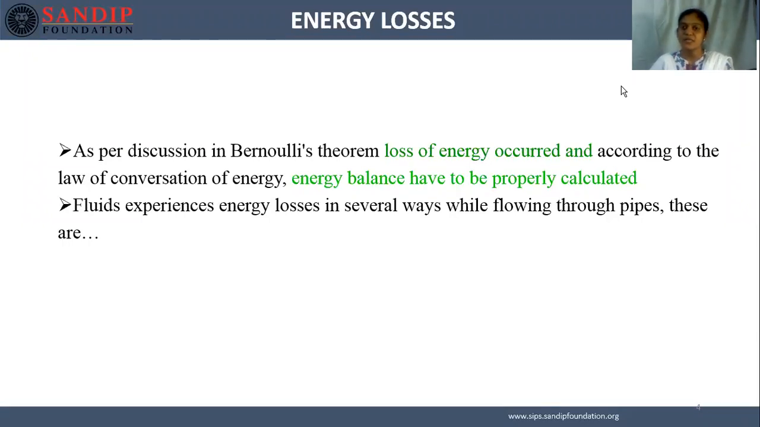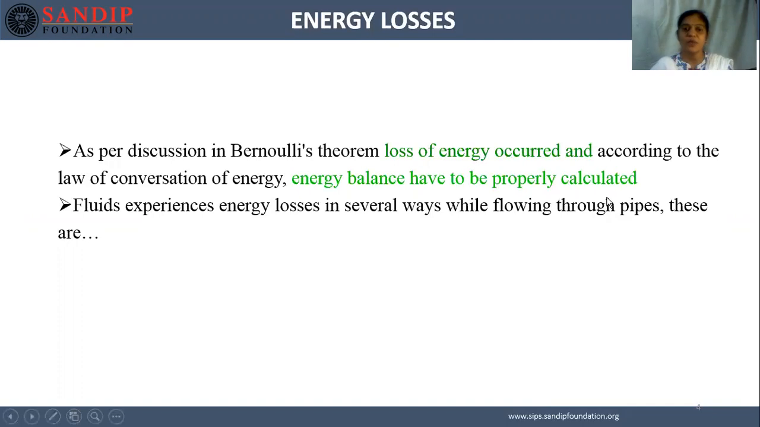Now, before discussing energy losses, just recall that in Bernoulli's theorem we discussed that the total energy per unit mass, consisting of pressure energy, potential energy and kinetic energy at any point of the fluid, is constant, and the energy added by the pump is W, whereas the loss of energy due to friction is F. And according to the law of conservation of energy, the energy balance has to be properly calculated.